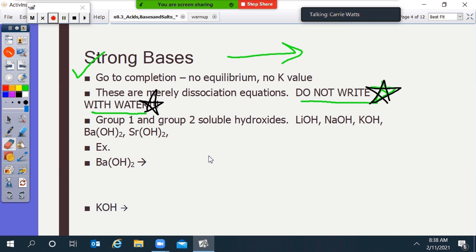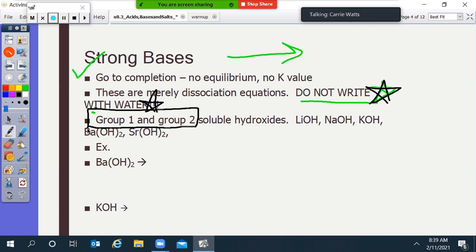Okay, so what are the strong bases? Group 1 and group 2 soluble hydroxides. Okay, so group 1 would be lithium hydroxide, sodium hydroxide, potassium hydroxide. Okay, barium hydroxide, strontium hydroxide, these are all group 1 and group 2 soluble hydroxides. Things like iron hydroxide, copper hydroxide, they would not be strong bases. Okay, and this is something we learned in honors.